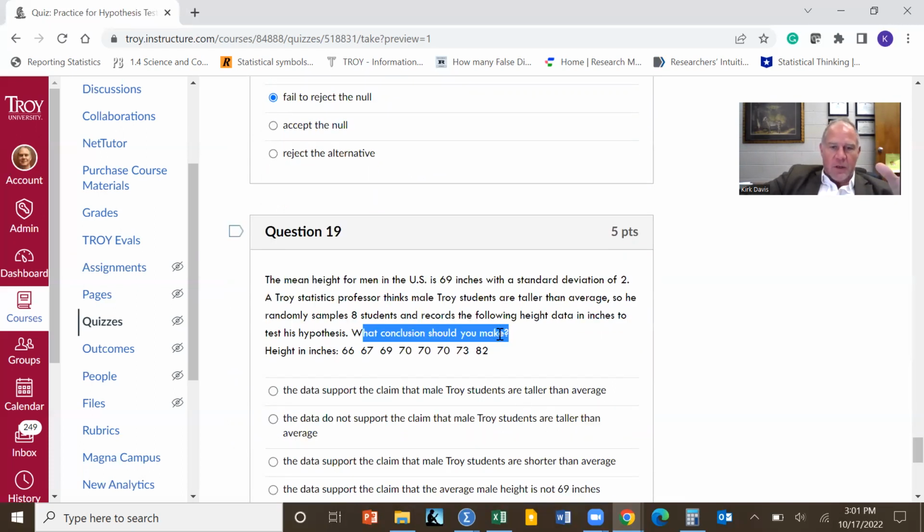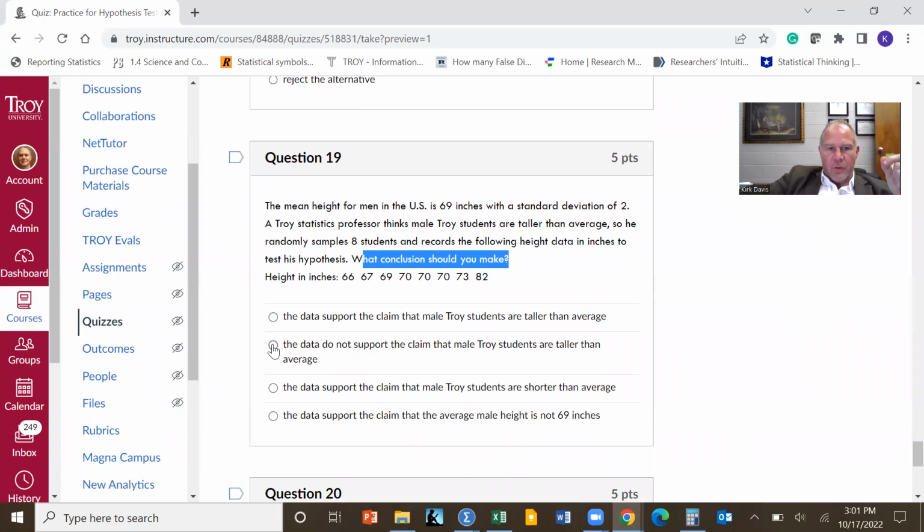And for the most part, if you fail to reject the null, we don't accept it, but we're being forced to keep it. And what did the null tell us? The null said that we don't think they're any taller than average, which is 69. So the data did not support the claim that male Troy students are taller. It did not support that. And so the data do not support the claim that male Troy students are taller than average. In other words, 69 inches.